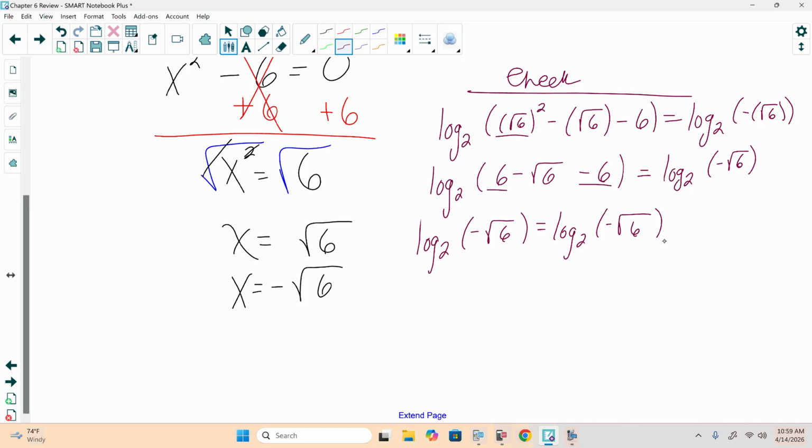Is log base 2 of negative square root of 6 equal to log base 2 of negative square root of 6? And the answer is no. I cannot take a logarithm of a negative number. Even though both sides are the exact same expression, it doesn't matter because I cannot take the log of a negative. Neither one of these has a value, so they can't be equal to each other. So that's telling us that positive square root of 6 does not work. This is one of the first times where x being a positive value did not work in the original problem.